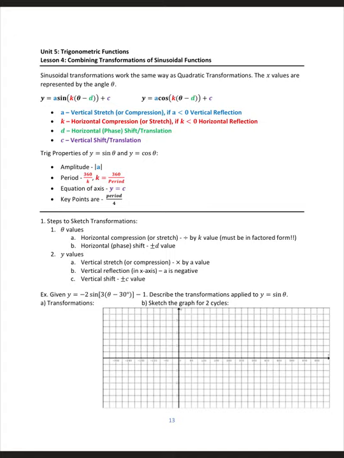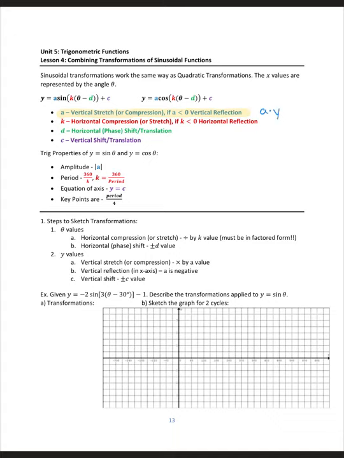Sinusoidal transformations work the same way as quadratic transformations. The x values are represented by the angle theta with sinusoidal functions. So the transformations that we have learned so far are our vertical stretch or compression, which is affected by our a value. If a is greater than 1, it's going to have a vertical stretch. If it's less than 1 but more than 0, so if it's a fraction, it's going to have a compression. And if it's a negative number, it's going to be reflected. Either way, because it's representing a vertical stretch, whatever that a value is, we're going to be multiplying it by our y values to stretch out the graph.